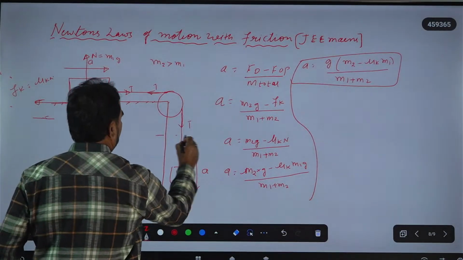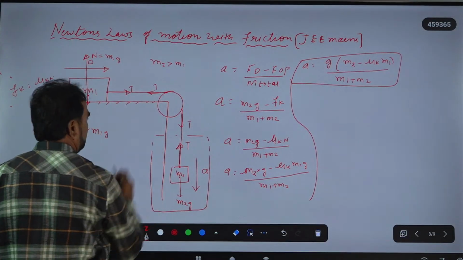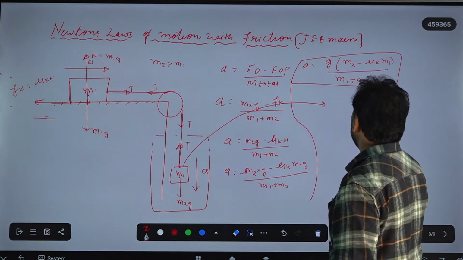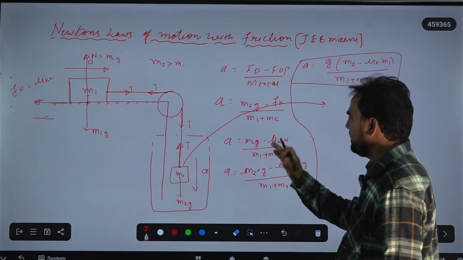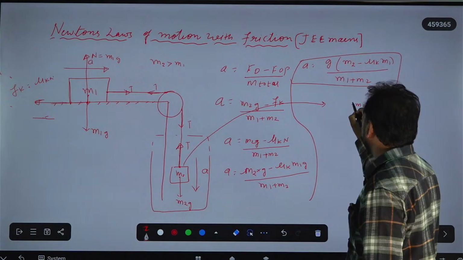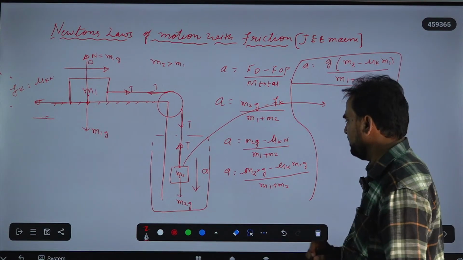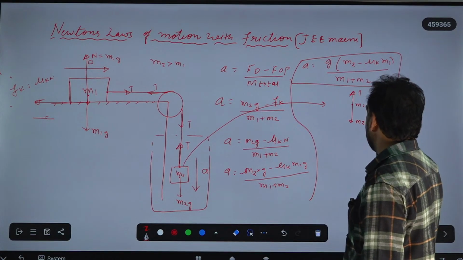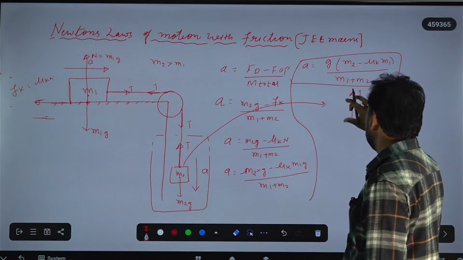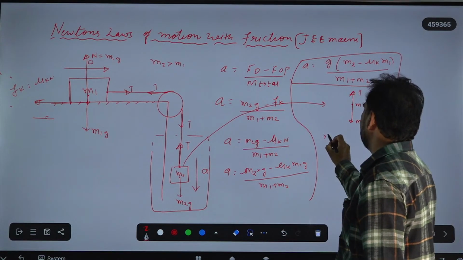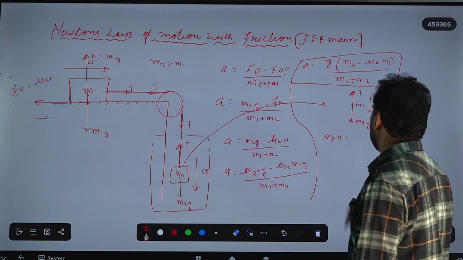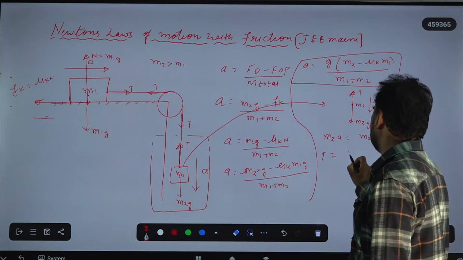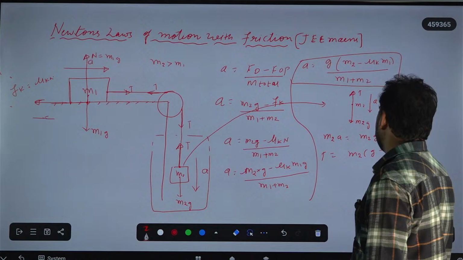Take the FBD for the m2 block. You should treat the m2 block like a point mass. How many forces act on m2? The tension force T acts in the upward direction, and its weight m2g acts downward, and the block is moving downward with acceleration a. Therefore the net force on the system, m2a, is equal to m2g minus T. So from this, T is equal to m2 into g minus a.